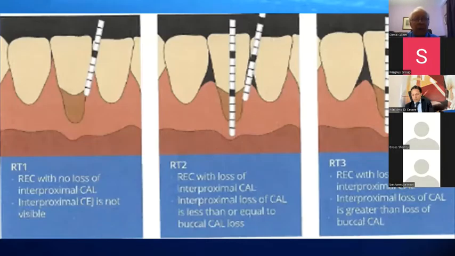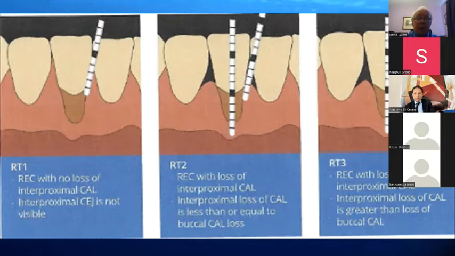And you can see in diagrammatic form, which I took from Jepsen, I think. If you look here, it's really the difference between, if you look at what's called RT1, recession with no loss of interproximal attachment, where the interproximal CEJ is not visible. So you see the probe there. It's when you see RT2 and RT3 that you see the difference, where the loss of the interdental proximal attachment is less than or equal to the buccal or facial attachment loss. You can see it's shown diagrammatically here.